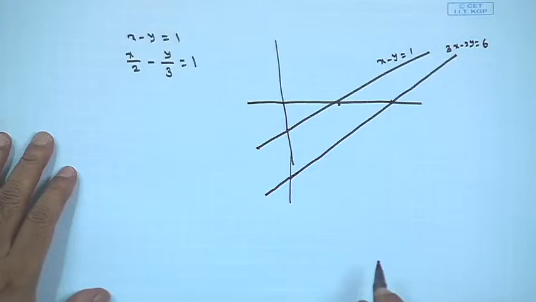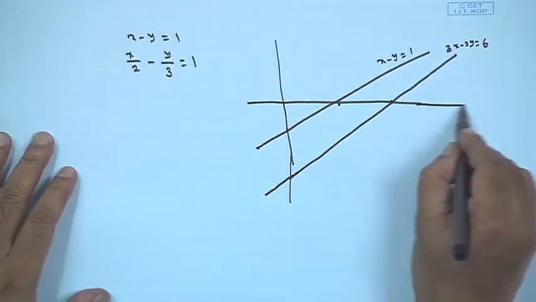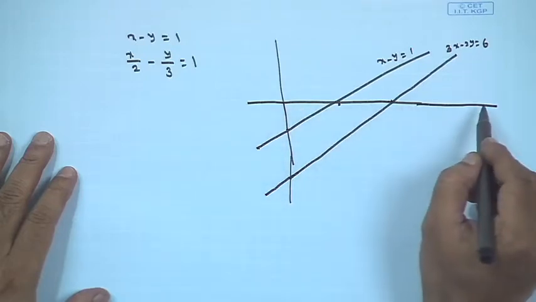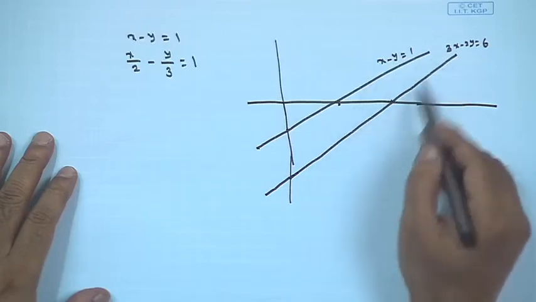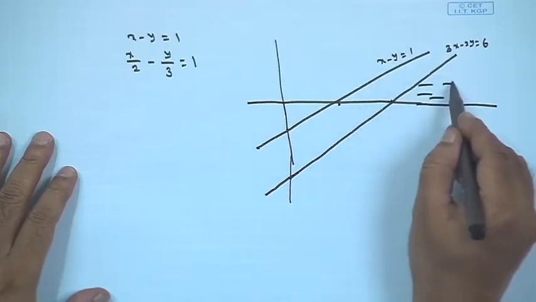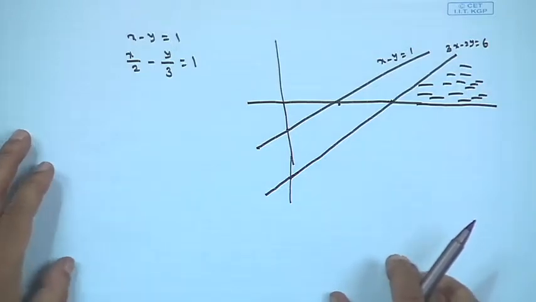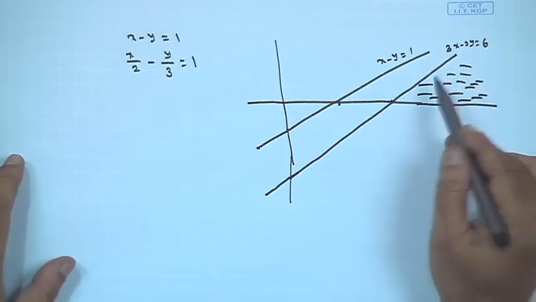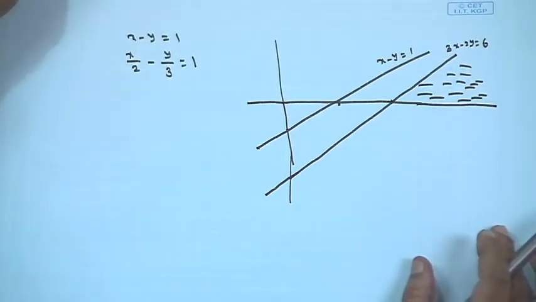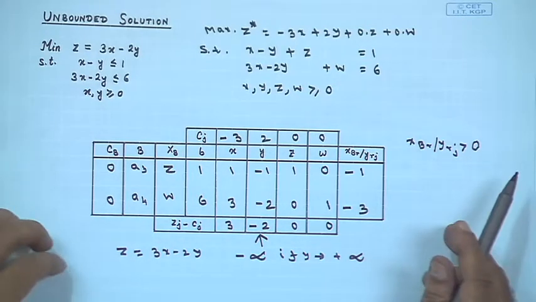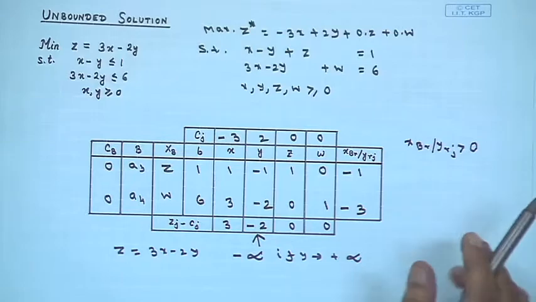So, if you try to see the feasible region from here, feasible region will be on the positive axis, that is positive x axis, y axis, and the lines bounded by this. So, this region itself is not bounded. Please note this thing, feasible region is not bounded means the solution will be unbounded. Therefore, in the ratio xBr by yrj, if it is less than 0, always we will obtain the unbounded solution. So, this we have to remember.